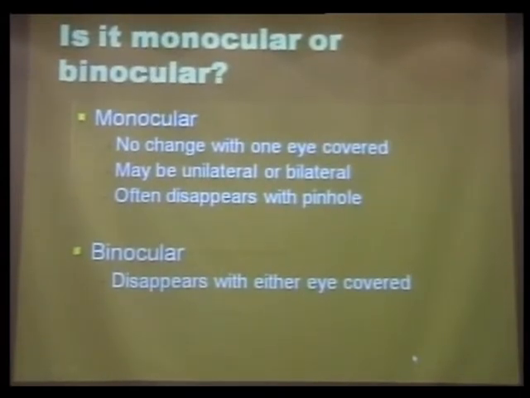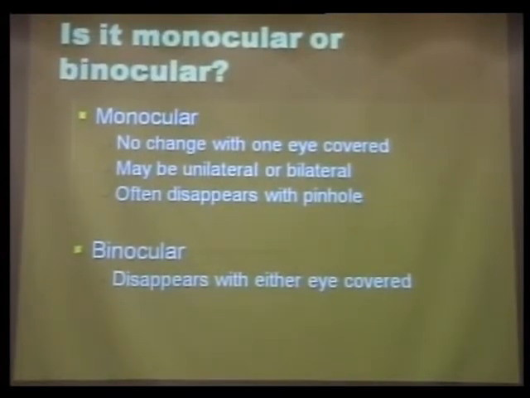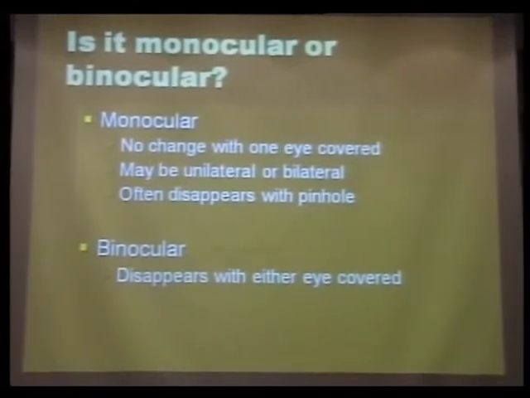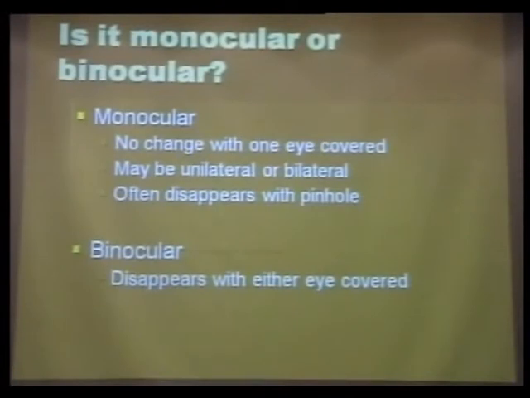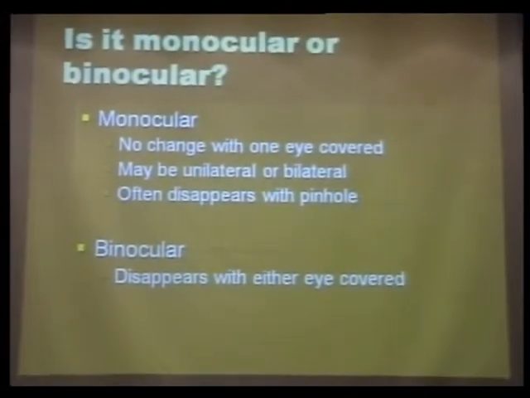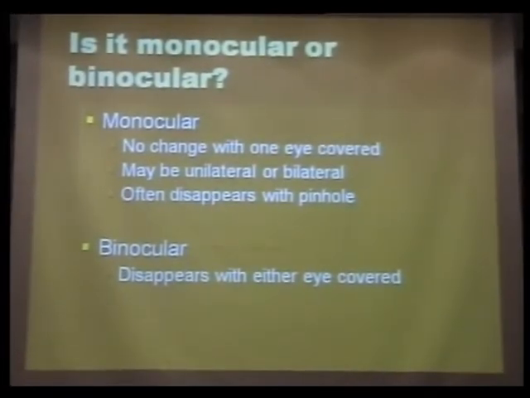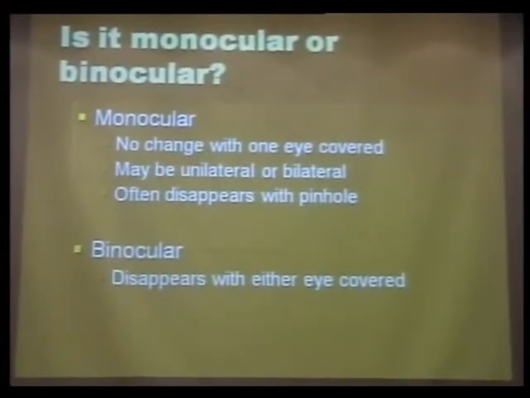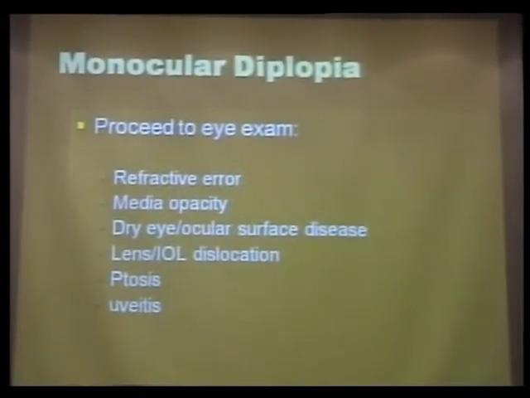The first step in dealing with someone with diplopia is to find out whether it's binocular or monocular. Of course, with monocular, there's no change with one eye covered, but it may be unilateral or bilateral. It's important to make sure you ask the patient to cover either eye so you don't miss monocular diplopia in the eye that's covered first. And binocular diplopia, of course, disappears with either eye covered.